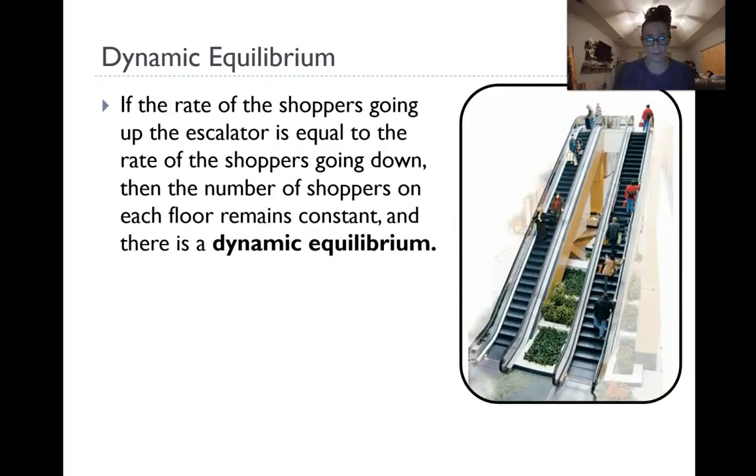I'm going to give you an example. If you're looking at an escalator, and you're looking at the rate of shoppers going up the escalator and going down the escalator, if you have the same rate of customers going up and the same rate going down, then it appears that the number of customers on both the first and second floors is constant. It seems like they're not changing, but they really are. They're just changing at equal rates. So this is called dynamic equilibrium, whenever the rates of forward and reverse reactions are equal.